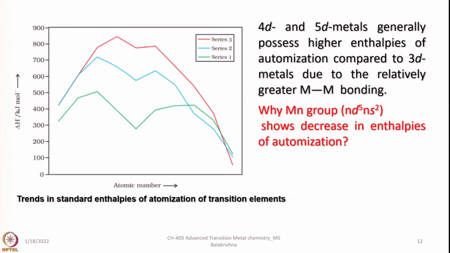Another interesting feature can be seen here. So, trends in standard enthalpies of atomization of transition elements is given here, and if you see here, yes, steadily as more and more electrons are added to the d orbital, enthalpy is increasing, and once it comes to a half filled electronic configuration, it dips and then rises again and falls considerably. That means enthalpy of atomization is steadily increasing and then it decreases. One should explain this by looking into the electronic configuration and to what extent metal-metal bonding is playing a role.